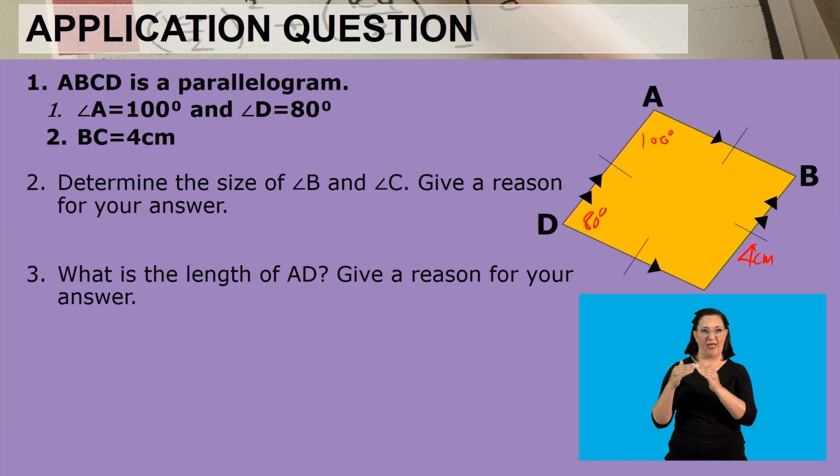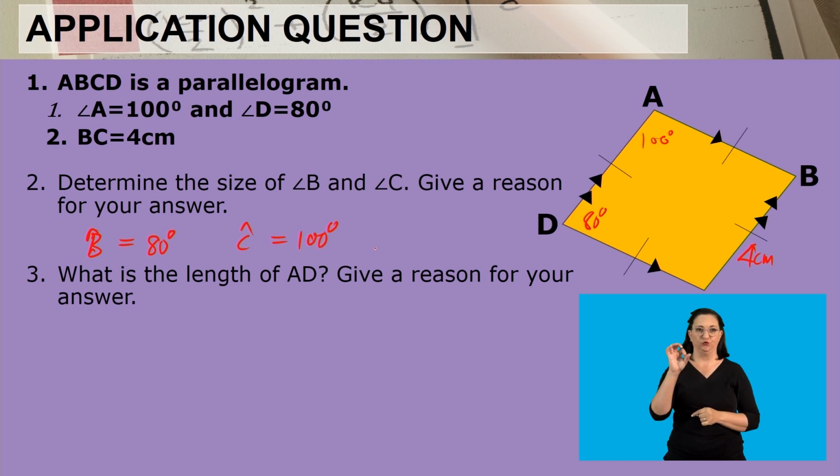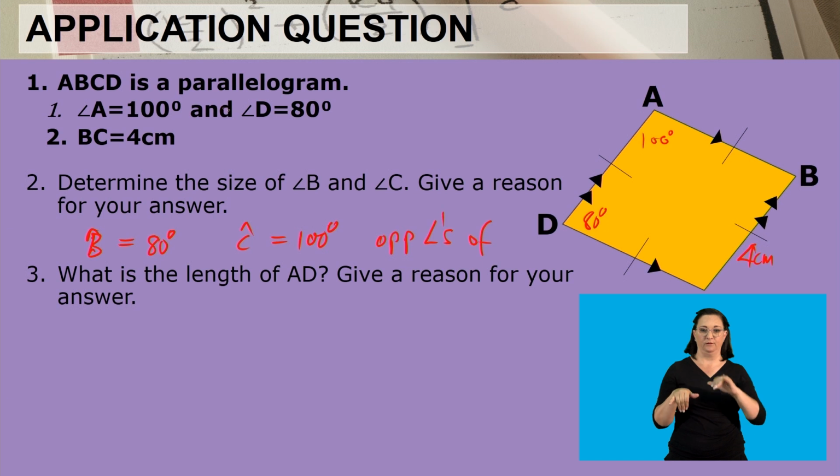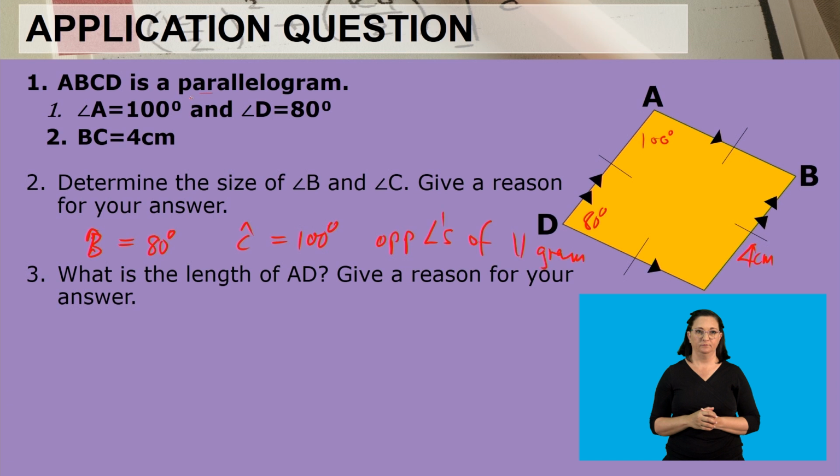Angle B and angle C, these are opposite angles. So angle B is also 80 degrees and angle C is 100 degrees. These are opposite angles of a parallelogram. Opposite angles of a parallelogram.